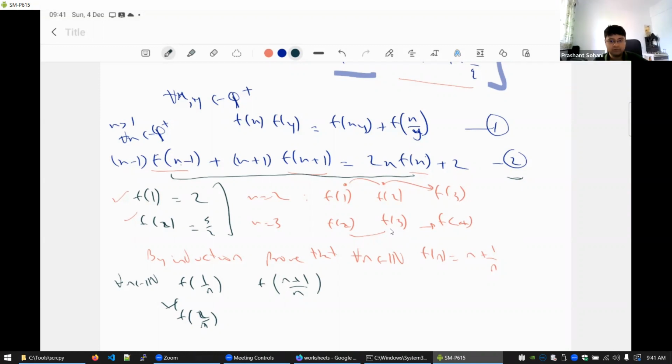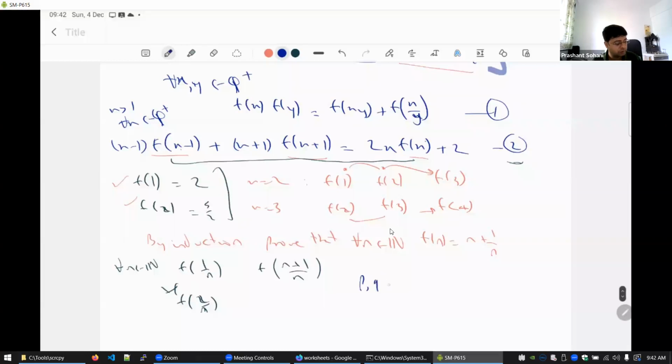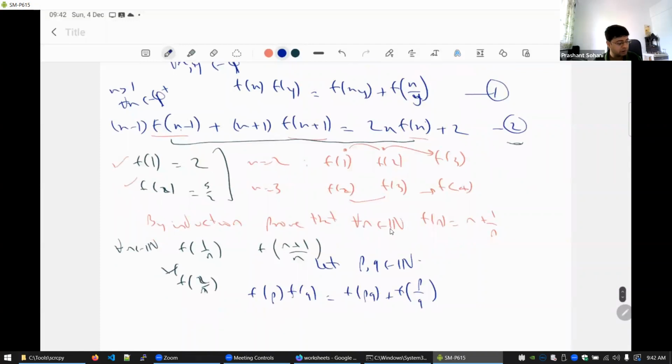Do you see that not just f of 2 by n, any rational number can be reached that way? Yes, because basically we have conquered the natural numbers now. So in this first equation, x and y can be set to any natural numbers, right? Any p and q you choose, right? So let p and q be any natural numbers. And if I substitute p and q in the first equation, the equation I'm getting is f of p times f of q is equal to f of pq plus f of p by q. And now out of all of these, three terms are already natural numbers: p, q, and pq. So their values I know. So therefore, we directly know f of p by q now, right?